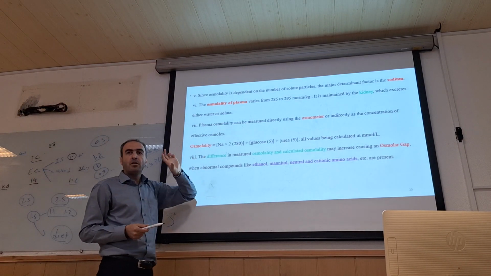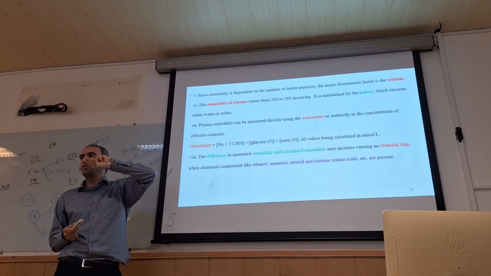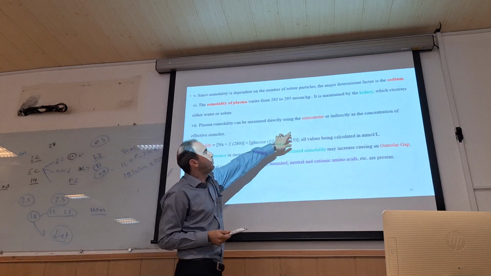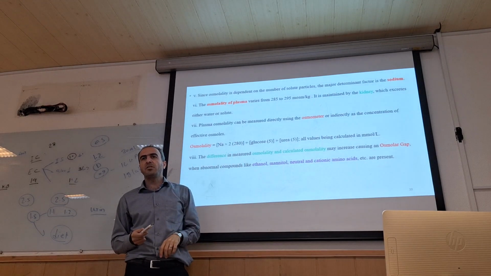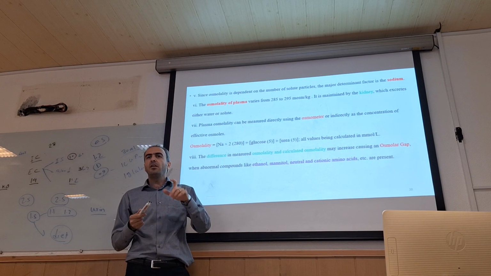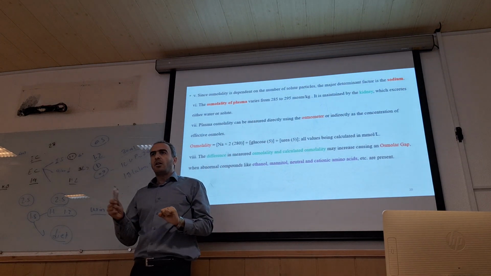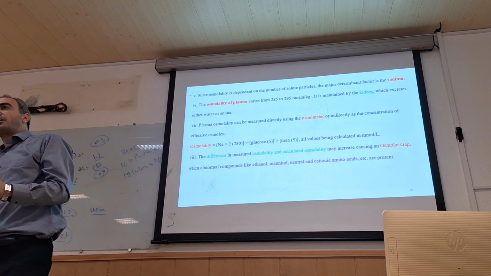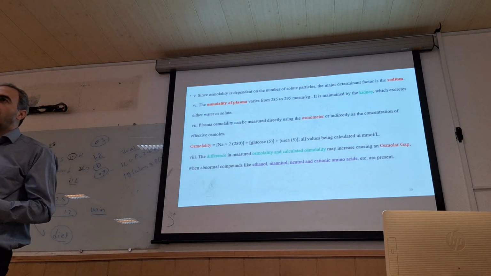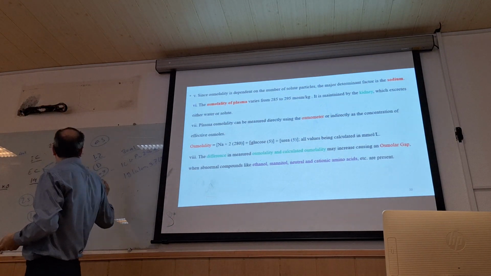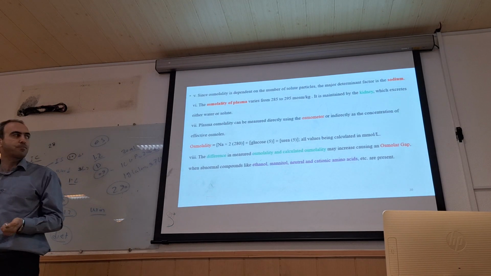We can measure the osmolality of plasma by two methods. One of them is an osmometer, which directly measures the osmolality of plasma. The normal range of osmolality is about 285 to 295, and actually the normal value is 290. Remember that number, it's so important for us.